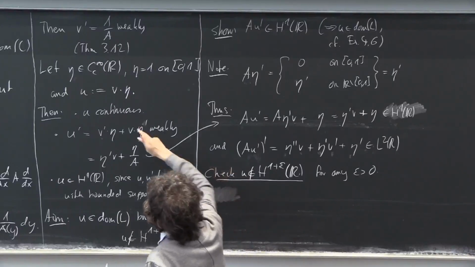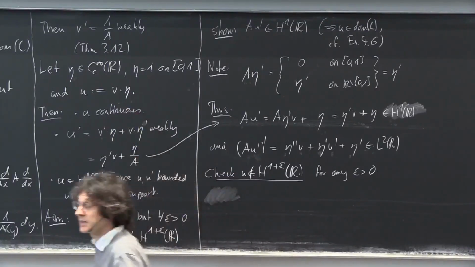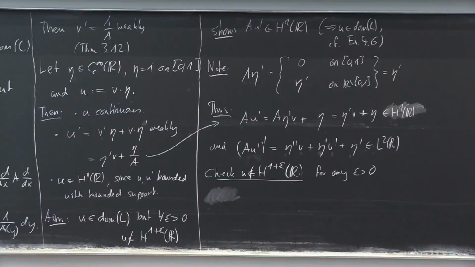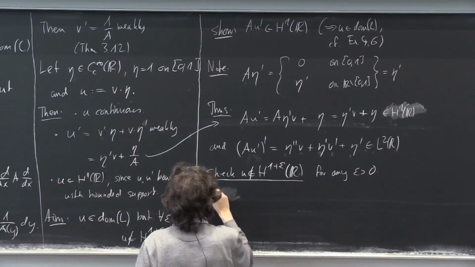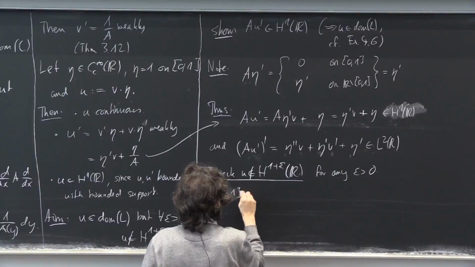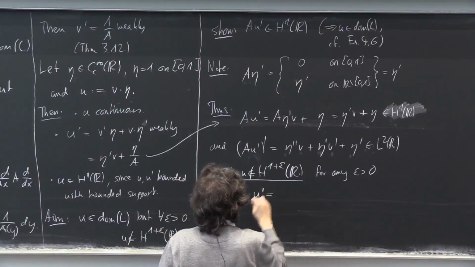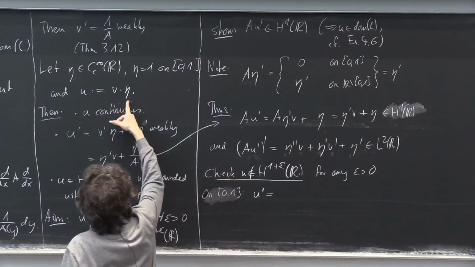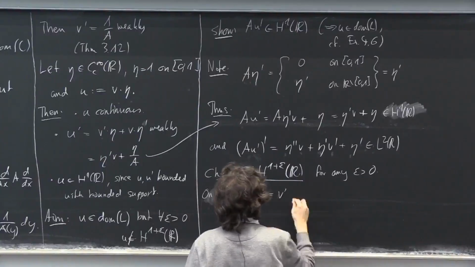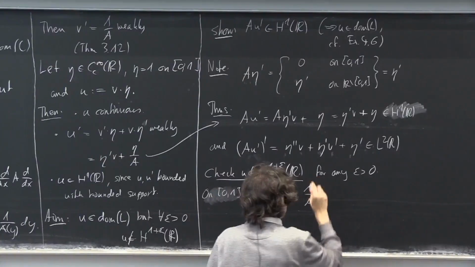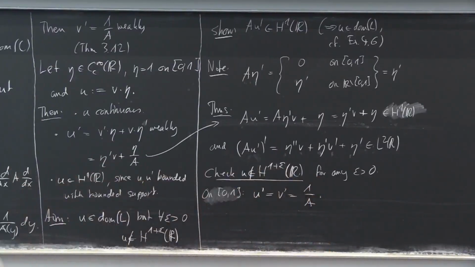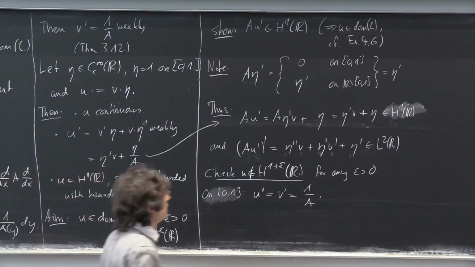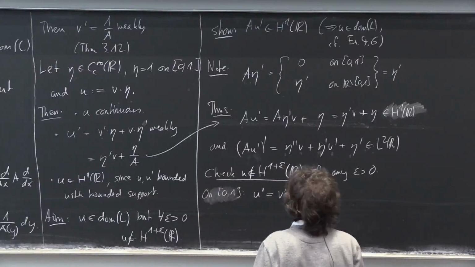U prime is V prime times eta plus eta prime V, but we are only interested in the interval 0, 1. So on the interval 0, 1, U prime is easier because eta is just 1, so this is V prime. So this is 1 over A. Now you see the 1 over A is a nasty function. So things are nice. So what is this 1 over A?